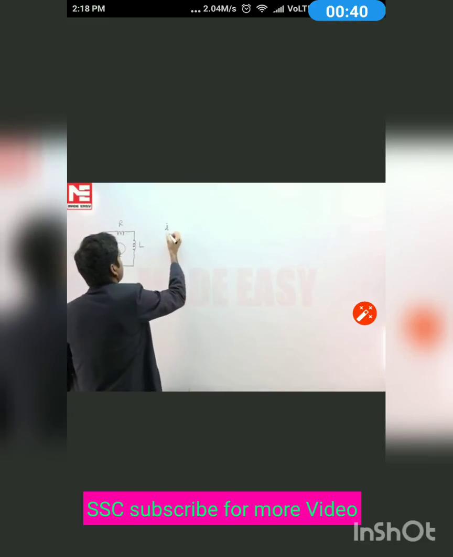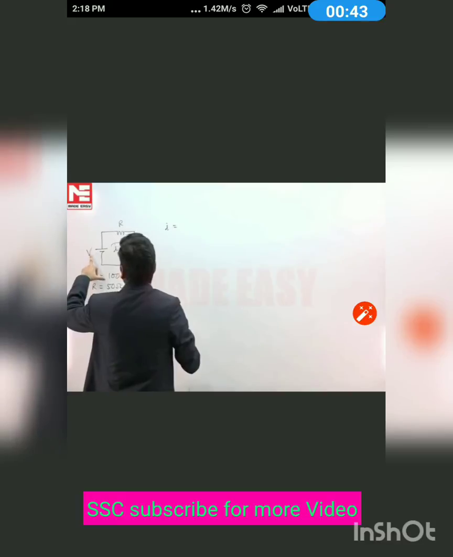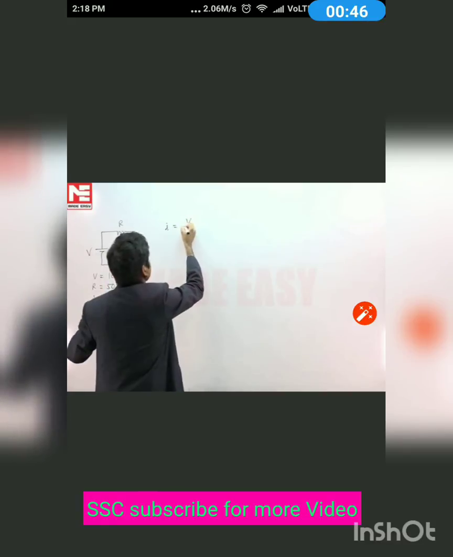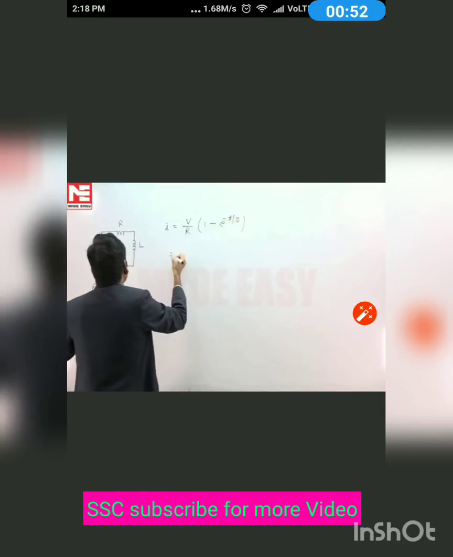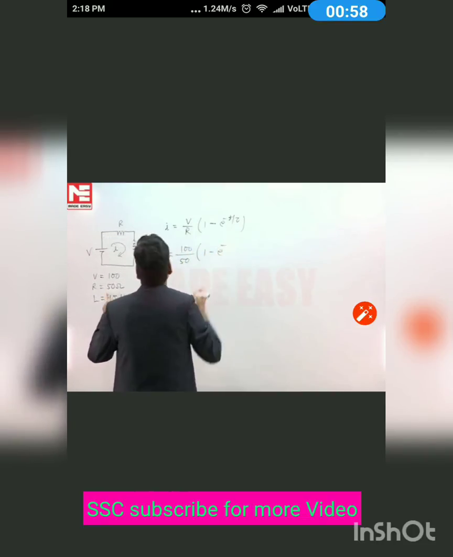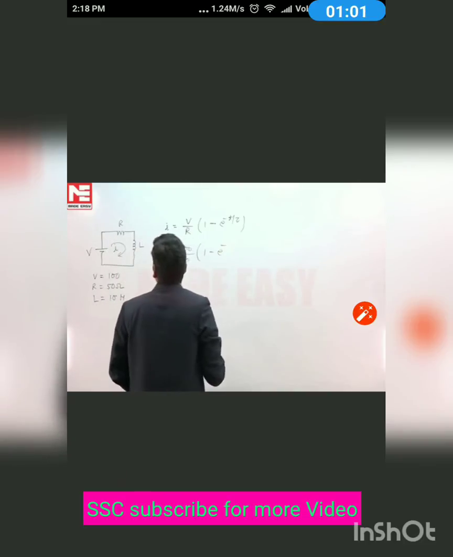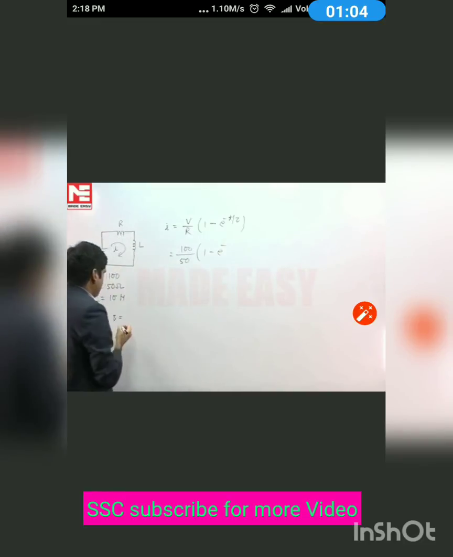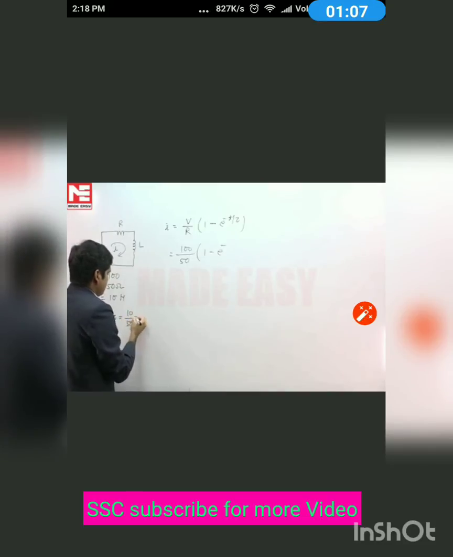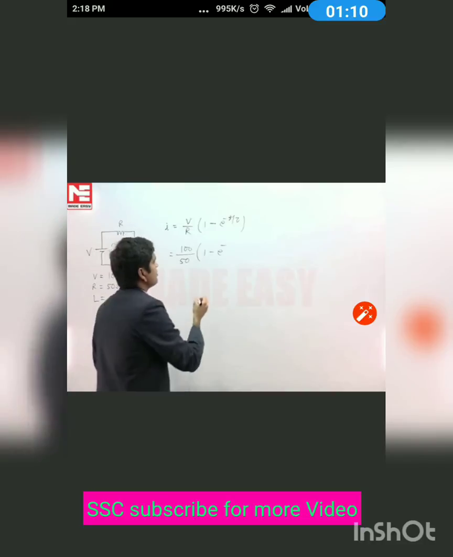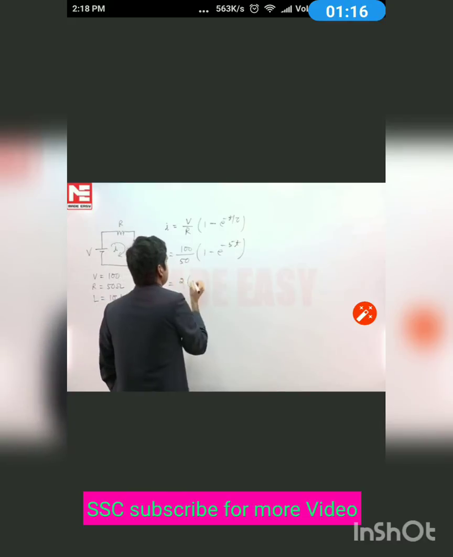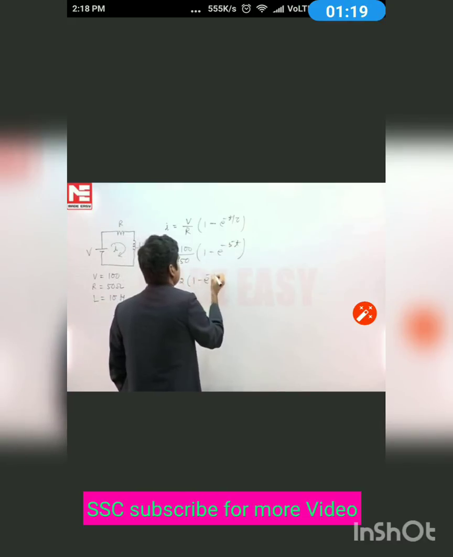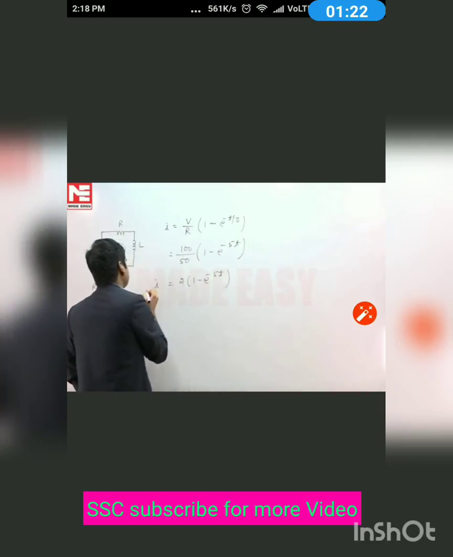If we want to calculate current I, it can be written as V, that is this voltage, upon R, (1 minus e to the power minus t upon tau). V is 100 upon R, that value is 50, (1 minus e to the power minus t by tau). Tau can be written as L by R. So L is 10 by 50, that is equal to 1 by 5. So it is 1 by 5, that is minus 5t. This value can be written as 2, (1 minus e to the power minus 5t). This is the value of current.